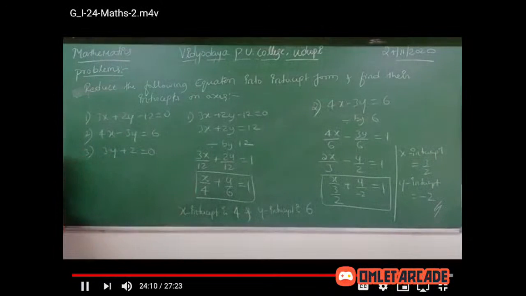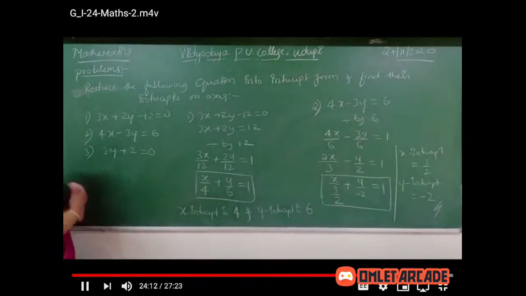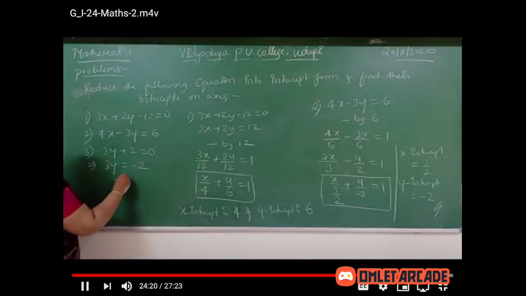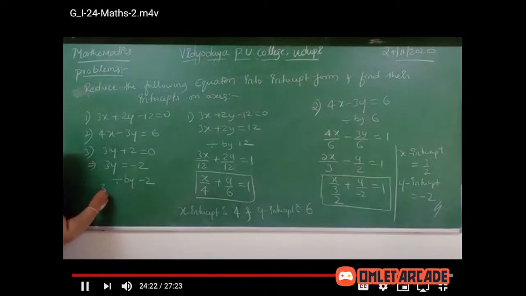Similarly, let's see this one. We don't have x here. Still we try to convert into intercept form. So I can write the same equation as 3y is equal to minus 2. Divide throughout by minus 2. So 3y by minus 2 is equal to 1. Now, is it in the form of y by minus 2 by 3 is equal to 1? Of course, we don't have x here. I mean, there is no x-intercept here. Only the y-intercept we have, and the y-intercept is minus 2 by 3.